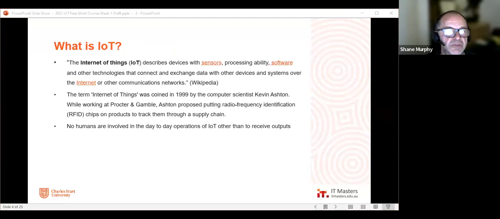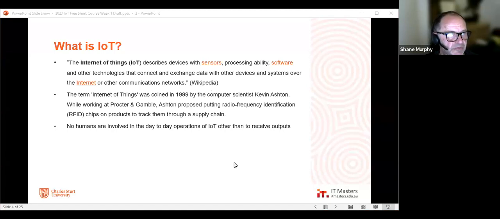And it's always good to read an actual Wikipedia style definition. The Internet of Things, IoT, describes devices with sensors, processing ability, software, and other technologies that connect and exchange data with other devices and systems over the internet or other communications networks. Now, that is very broad, but it actually does cover all aspects of it. And you'll see more when we get into some actual diagrams of systems.